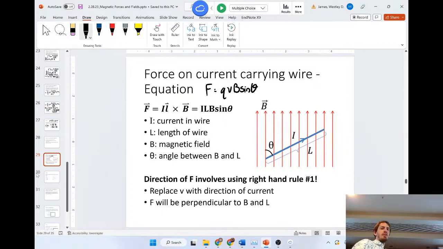Here I just defined all the variables. I is the current, L is the length of the wire, B is the magnetic field, and A is the angle between B and, you can either call it L or I. The way it's set up is it's kind of L here, but it's the direction current's going, just like it was the direction charge is moving.